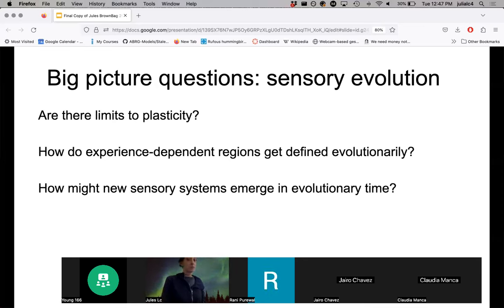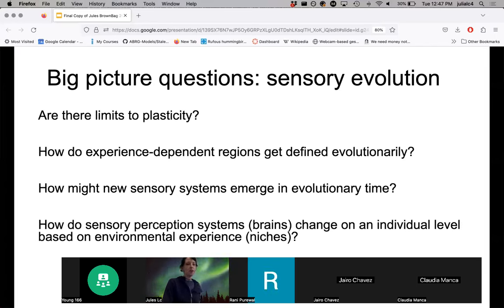How might new sensory systems emerge in evolutionary time? And how do sensory perception systems change on an individual level based on environmental experience? So if you play piano every single day, you might have like a piano region in your brain. So that kind of thing.